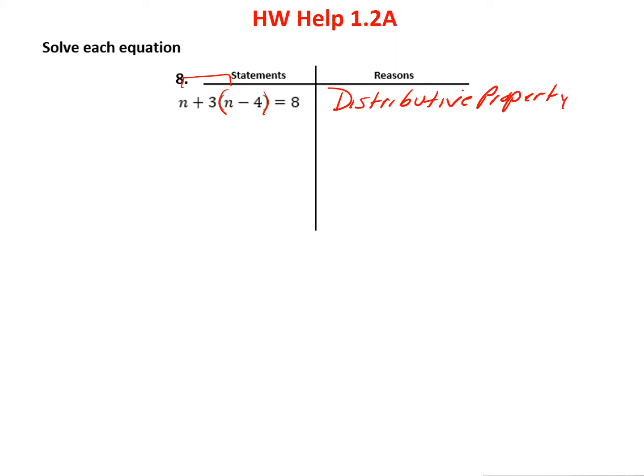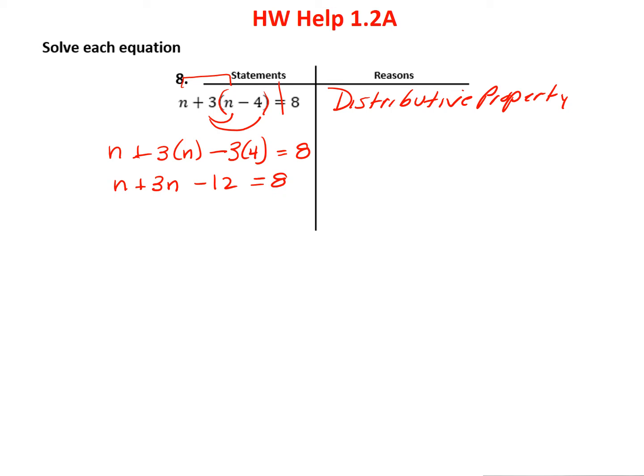So I have my n here, but then I have plus 3 times n, and then the minus, and then again the 3 times the 4, and that's all going to equal 8. We were only working with the left side of the equation. So let's simplify that. n plus 3n minus 3 times 4 is 12 equals 8.